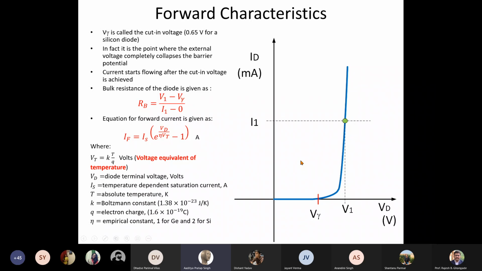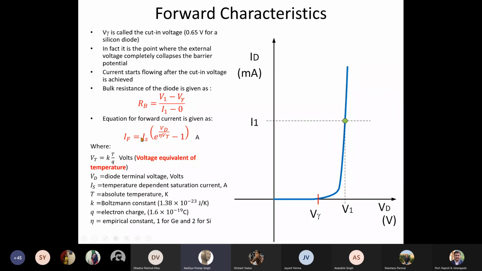So what is the equation that governs this particular curve? It is given by this equation. The forward current inside a diode is equal to Is, which is the leakage current, also called the reverse saturation current, we'll see in the next slide, into e to the power Vd divided by eta Vt, minus 1, so many amperes. So this gives you the direct relationship between the current flowing inside a diode and the voltage across a diode.